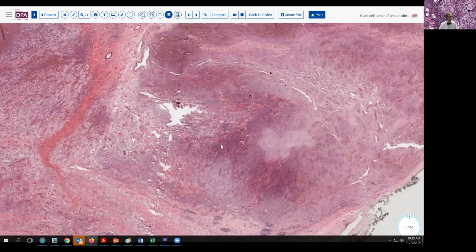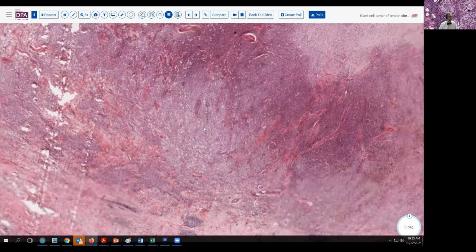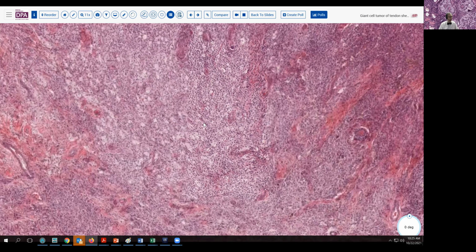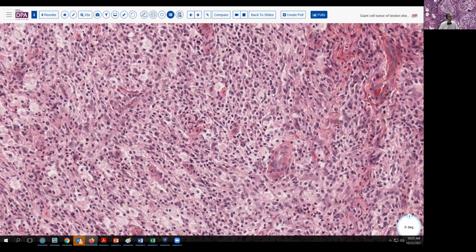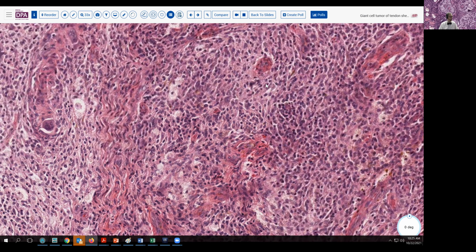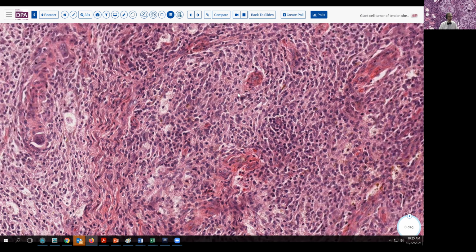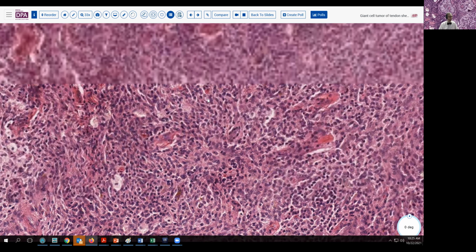As we come into higher magnification, again we can see these small mononuclear cells here and some admixed foamy histiocytes in here. The vascular background, as we've indicated. A fair number of giant cells and some hemosiderin again, as we've noted.